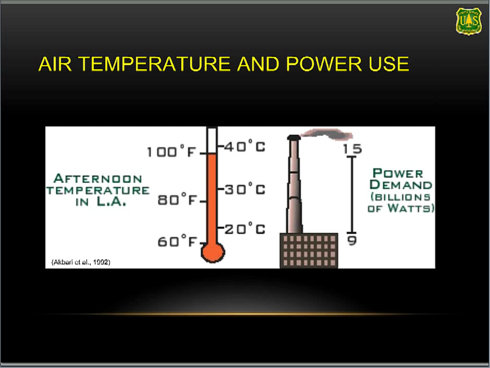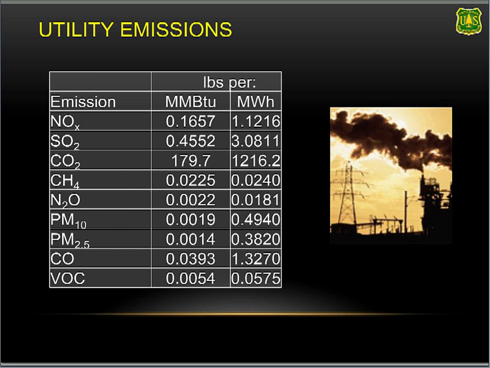It's not only related to CO2. Just one other slide here. As temperature goes down, we reduce the demand from the power plants also. But this is not only related to CO2. You can see in this graphic, these are emissions of utilities per megawatt hour, which is electricity, and per million BTUs, which are related to heating.